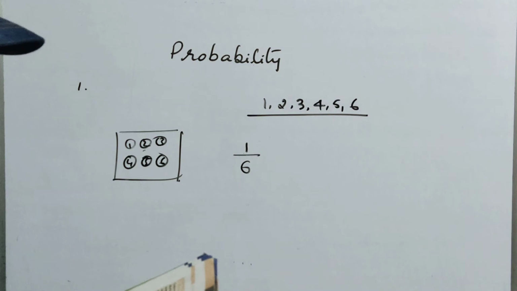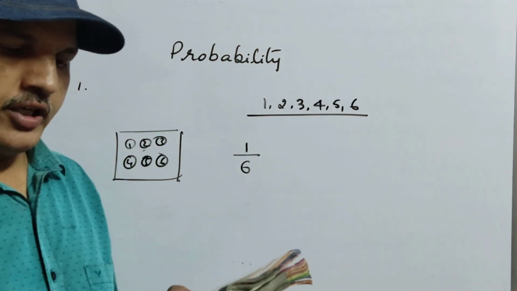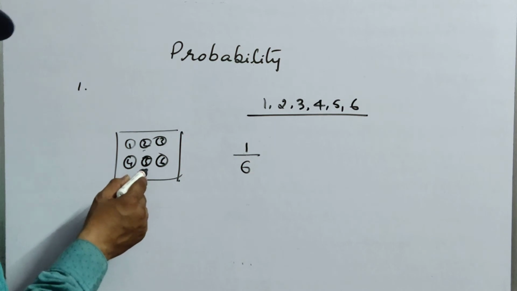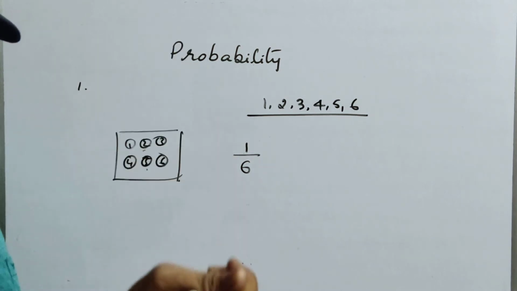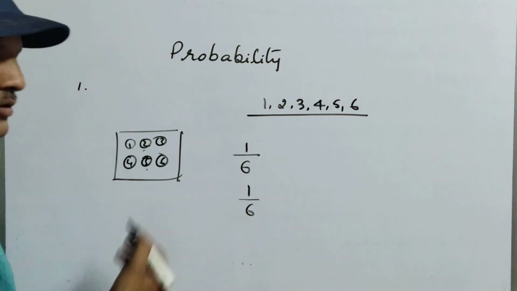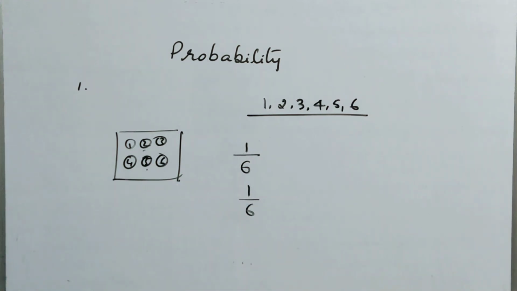Okay. Next. What is the probability of drawing a marble with number 5? Again, number 5. Out of 6, if you take a number 5 out, again only one chance out of 6. So 1 by 6 is the answer.